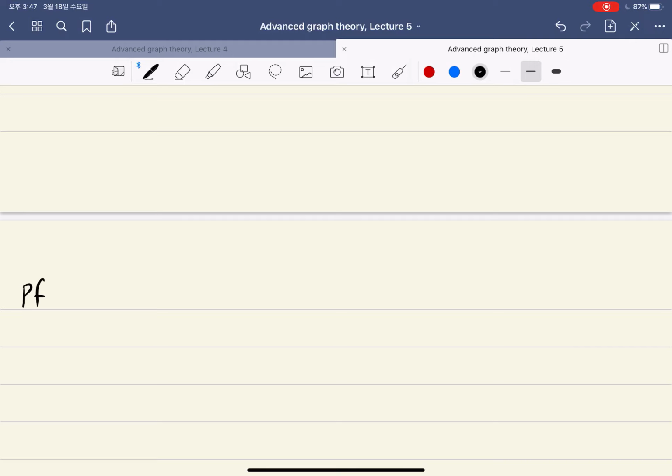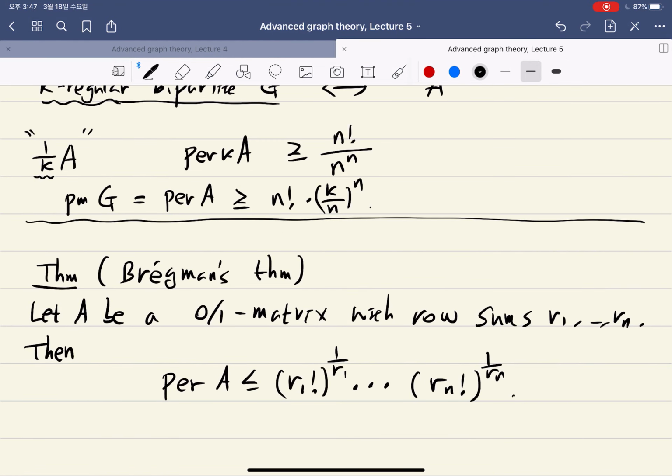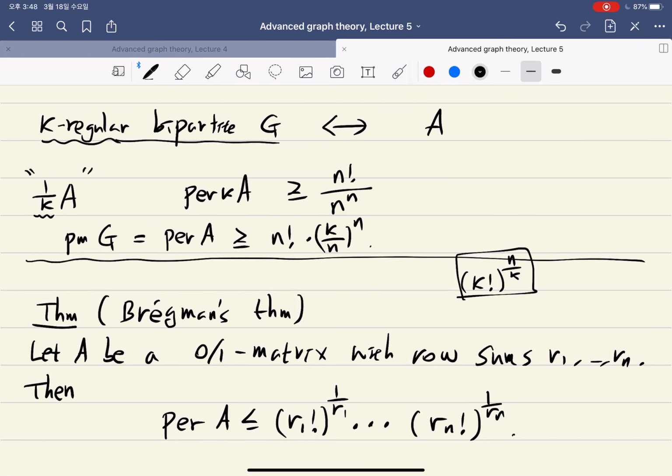So this provides an upper bound. If we only consider the k-regular bipartite graph, then its biadjacency matrix satisfies these conditions with R1 through Rn all being k. Then what does this provide? It says that you take k factorial to the power n over k. So this provides an upper bound on the number of perfect matchings in a k-regular bipartite graph G. And also this is sharp.